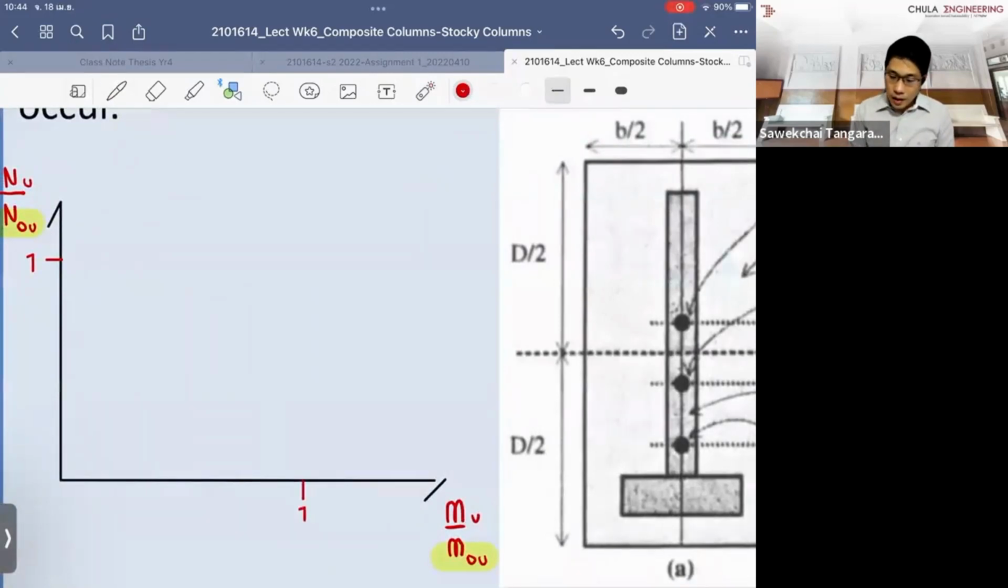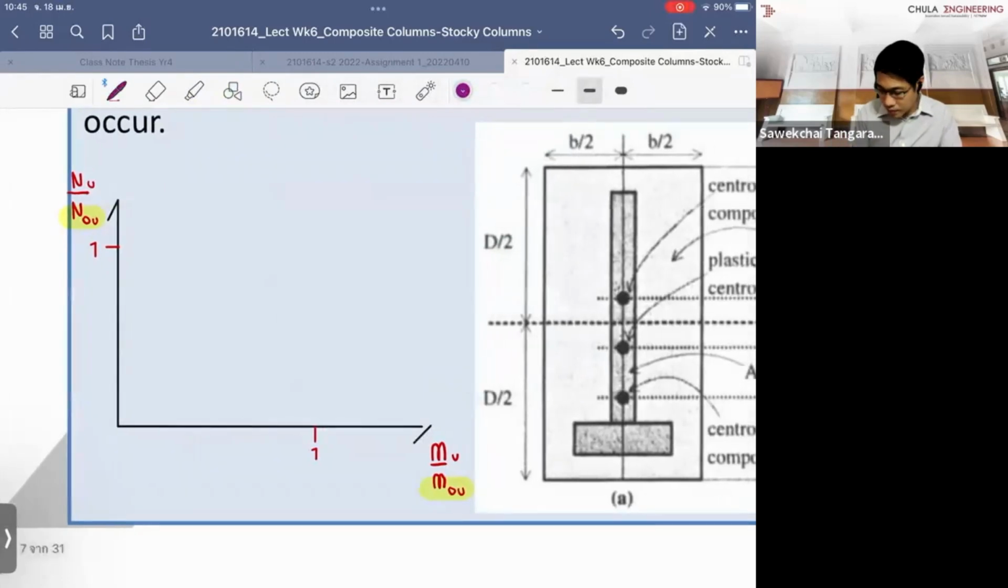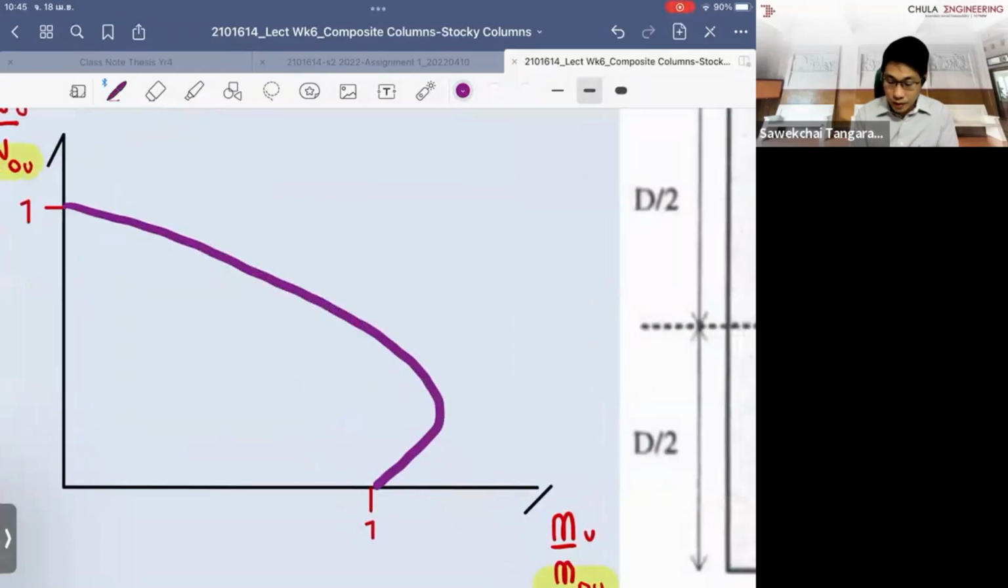Right. And in the interaction diagrams, which tell the capacity when you have the combination of the axial force and the frictional force, the diagram pretty much looks like this. In any of the designs, we use this diagram for the reinforced concrete design, for the steel design, and also for the composite designs, right, for the column.